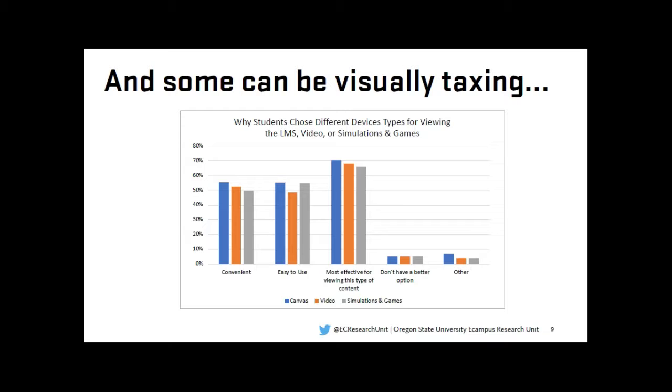So anyway, there are others that can be visually taxing, right? And you've all seen these kinds of bar charts. And this is great. This is a different data point here about students choosing different devices for different purposes. And we've all seen charts like this. The challenge with this kind of chart, however, is that you've got to read across, right? If you want to know about Canvas in this case, you've got to read the blue bars, and you've got to look across and compare the blue bars. If you want to know about video, you've got to look at the orange bars, right? And so this isn't really very efficient for you as the viewer.